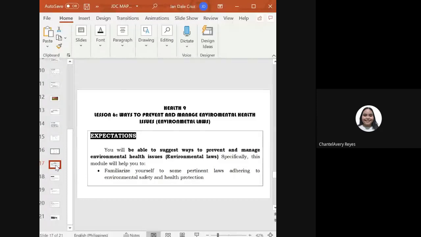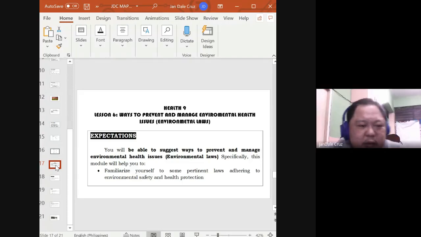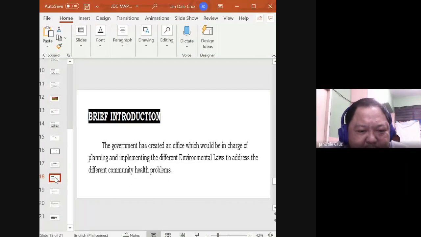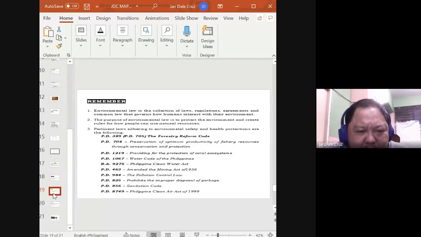Expectations. You will be able to suggest ways to prevent and manage environmental health issues and environmental laws. Specifically, this module will help you to familiarize yourself with some pertinent laws and adhere to environmental safety and health protection. Next, page 3. The government has created an office in charge of planning and implementing different environmental laws to address the different community health problems. These are the things to remember and the laws you should recall when a person or a place commits violations.